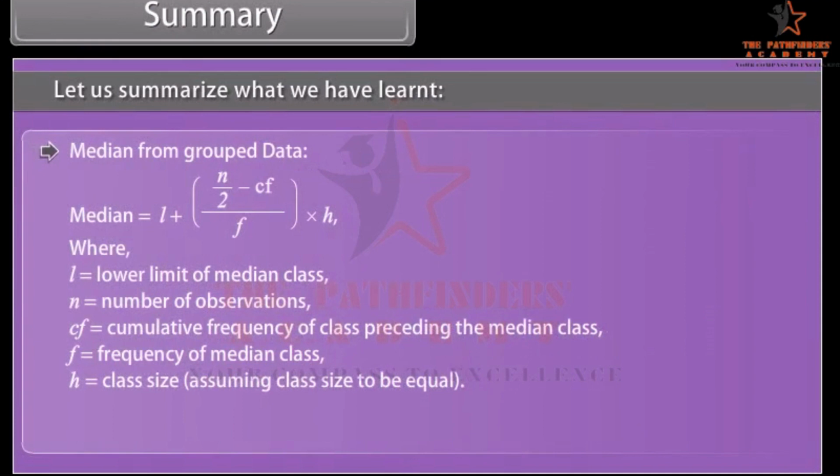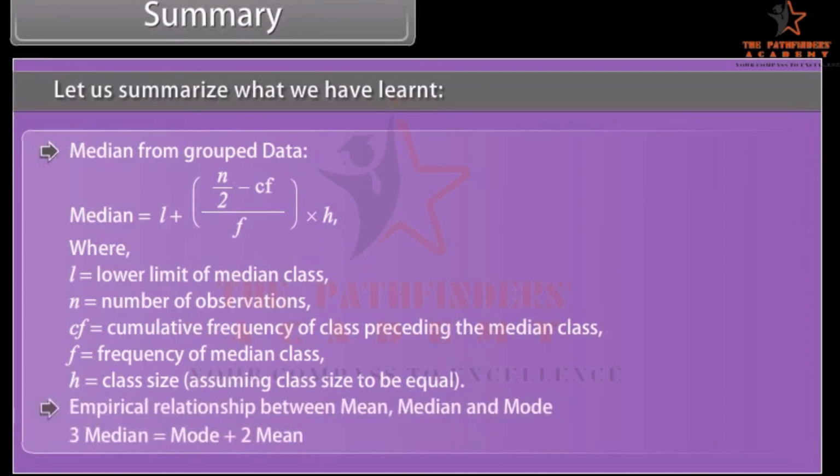Median from grouped data. L plus (n by 2 minus CF) divided by f and multiplied by h, where L is equal to the lower limit of the median class, n is equal to the number of observations, CF is equal to the cumulative frequency of the class preceding the median class, f is equal to the frequency of the median class, h equals the class size, assuming class size to be equal.